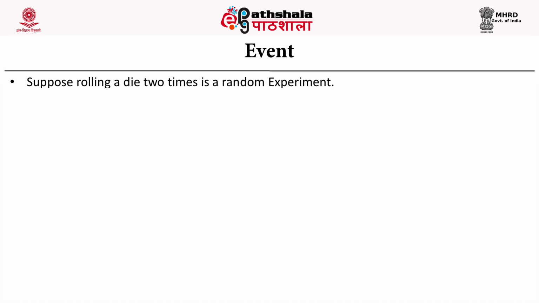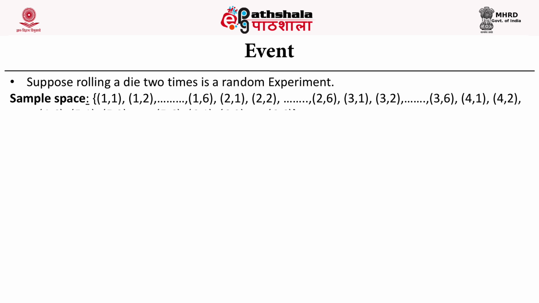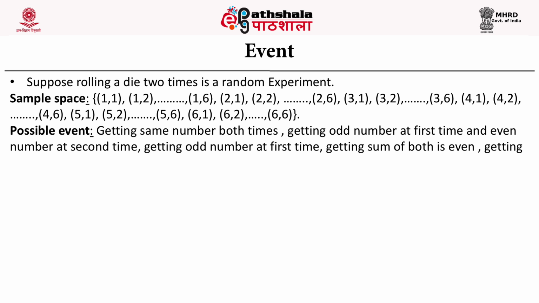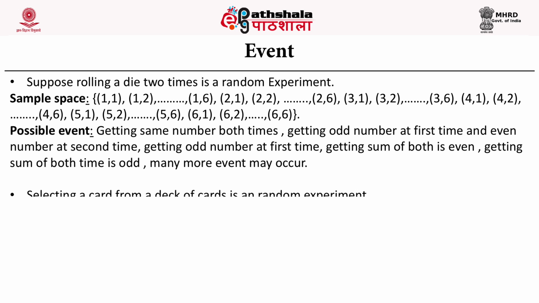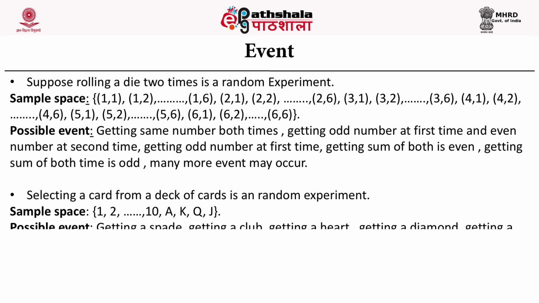Suppose rolling a dice 2 times is a random experiment, then the sample space is (1,1), (1,2) up to (6,6), because we are taking 2 dice and we have to consider all the possible combinations. So here the sample space consists of all the possible combinations, and the possible events are getting the same number both times, getting an odd number at first place and an even number at second place, getting an odd number at first time, getting the sum of both even, getting the sum of both odd. Many more events may occur.